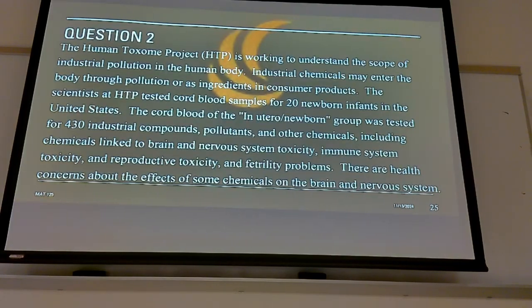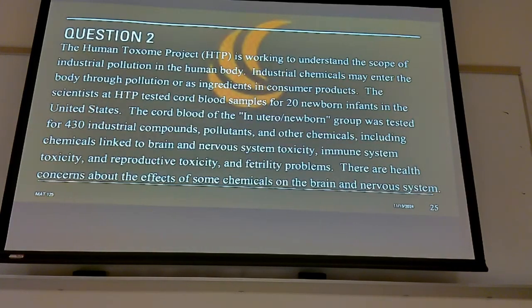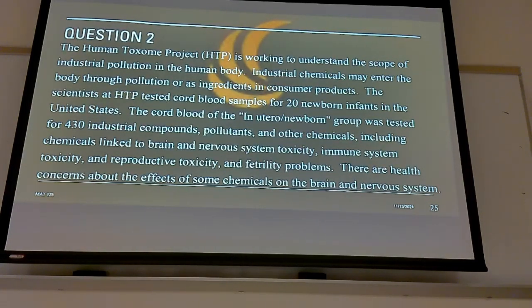Industrial chemicals may enter the body through pollution or as ingredients in consumer products. Speaking of ingredients in consumer products, how many of you wash your fruits and vegetables when you get home? You really should.